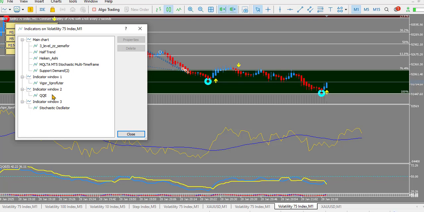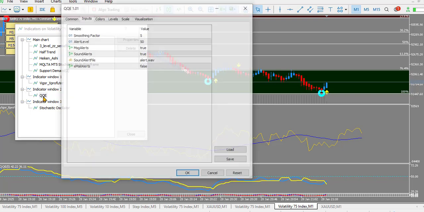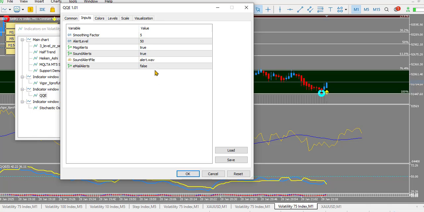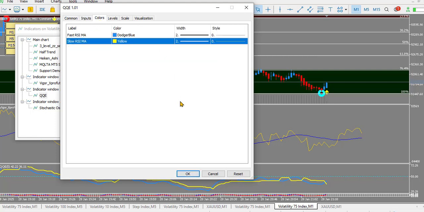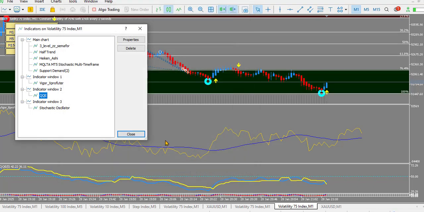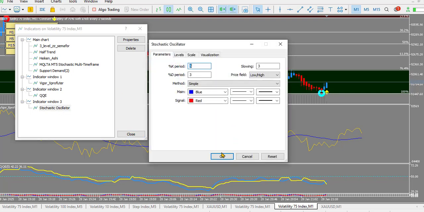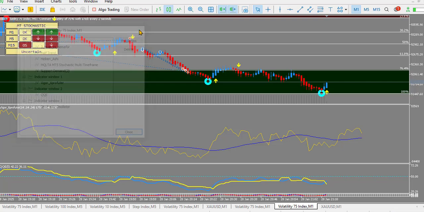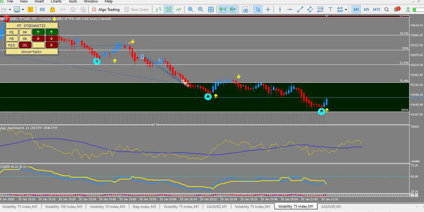Please follow this closely. Then we have the QQE indicator. So these are the values for this particular indicator. If you do not want the alert, you can turn it off, and these are the colors. So these are all the indicators I use for this particular strategy. I have explained this before, so there's no need of going over it.